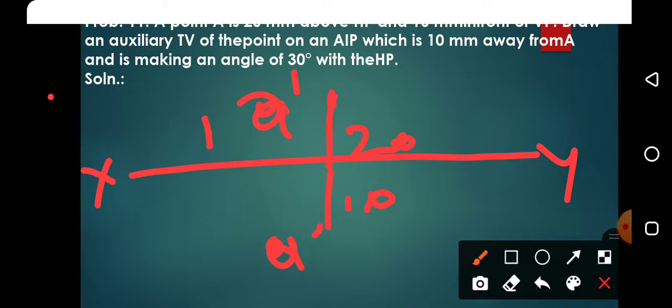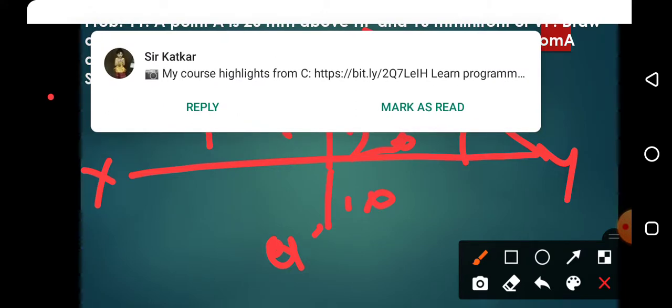Away from the A means 10 mm away from the A, and the auxiliary inclined plane is making a 30 degree angle with the HP. Whenever the angle is made with the HP, the answer will be above the XY line. Whenever the angle is made with the VP, your position will be below the XY line.